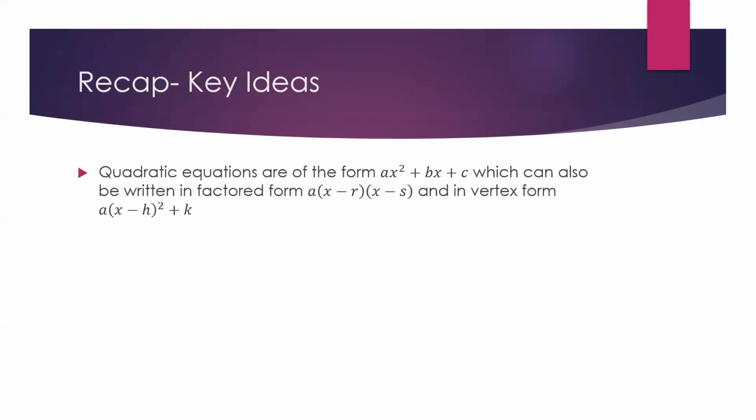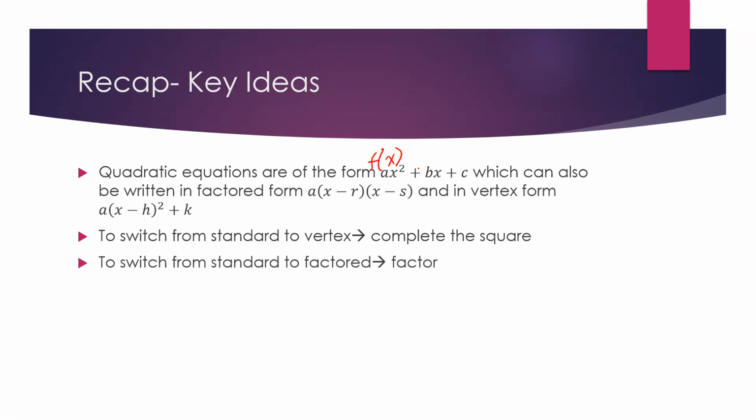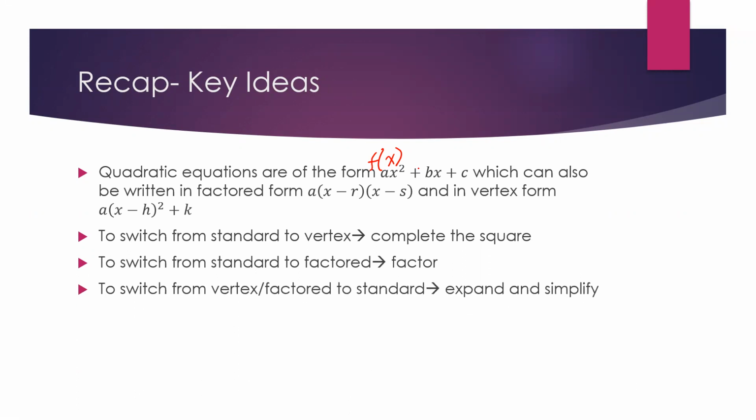So far what we know is that quadratic equations are of the form ax squared plus bx plus c. And of course, when we talk about functions specifically, we're talking about f of x is equal to ax squared plus bx plus c, but that can also be written in factored form, which is a times (x minus r) times (x minus s), or in vertex form, a times (x minus h) squared plus k. And if we want to switch from standard form to vertex form, we can complete the square. If we want to go from standard form to factored form, we can factor, pretty simple. And if you want to go from vertex or factored form to standard form, then you expand and simplify.